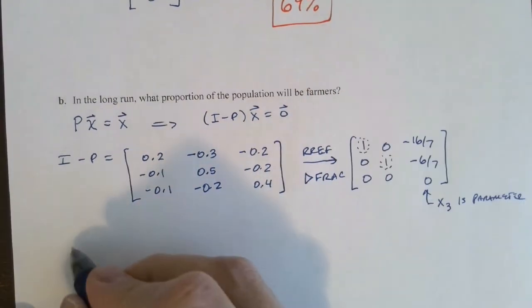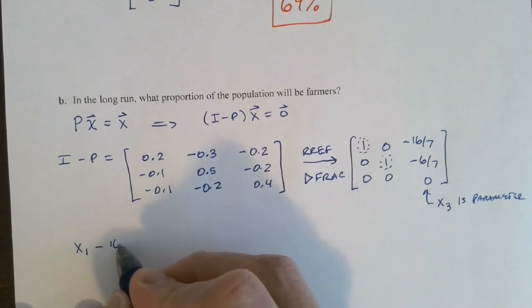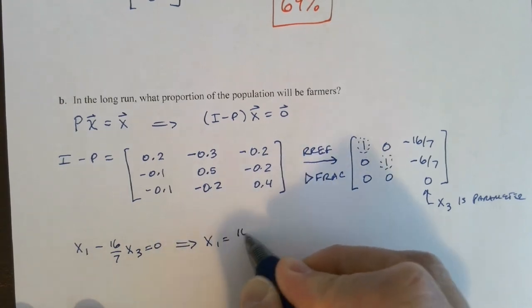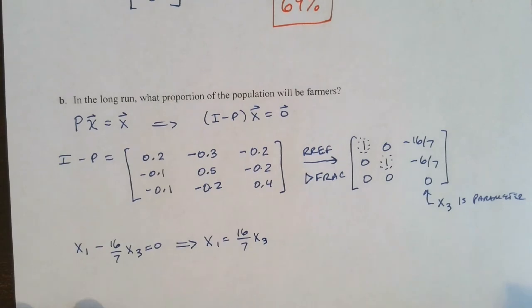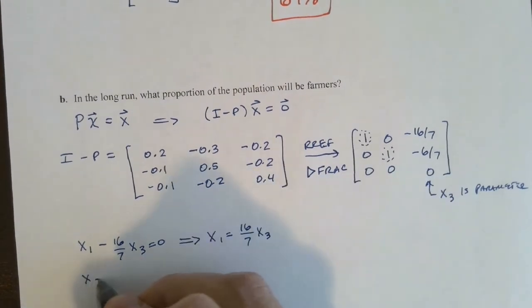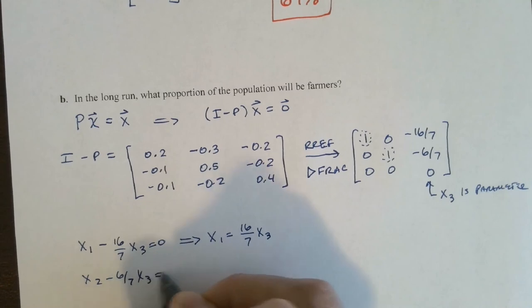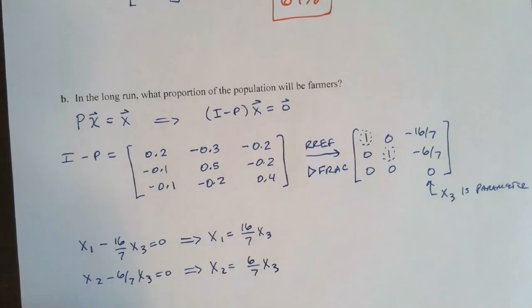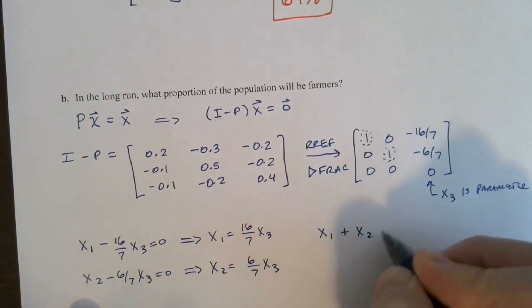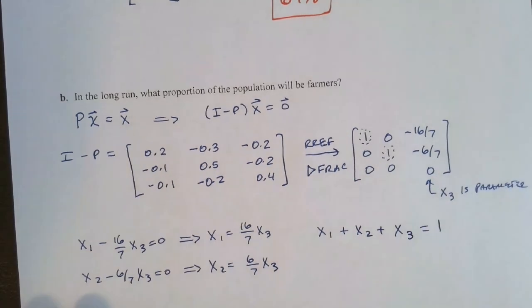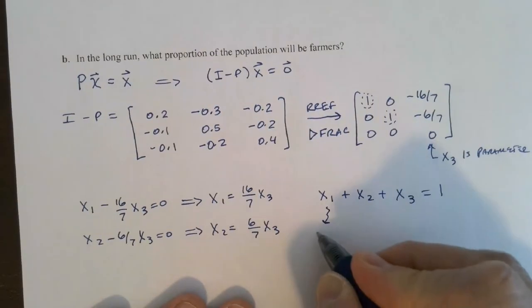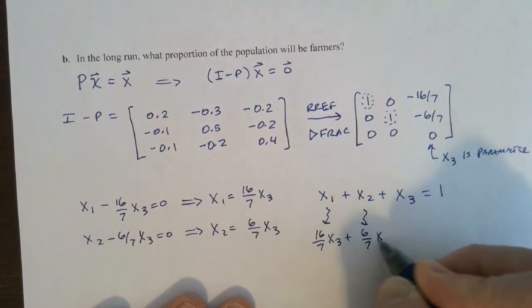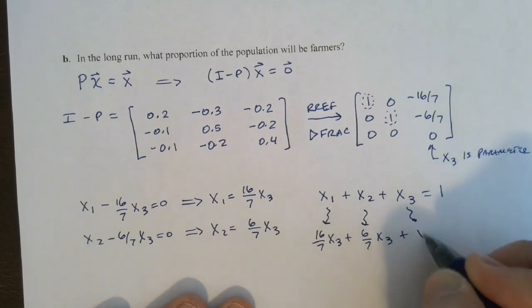And what do we have from the first equation? X1 minus 16/7 X3 equals 0. And so X1 is equal to 16/7 X3. X2 minus 6/7 X3 equals 0, and so X2 is 6/7 X3. Keep in mind X1 plus X2 plus X3 has to equal what? 1. So X1 is 16/7 X3, X2 is 6/7 X3, and then X3.